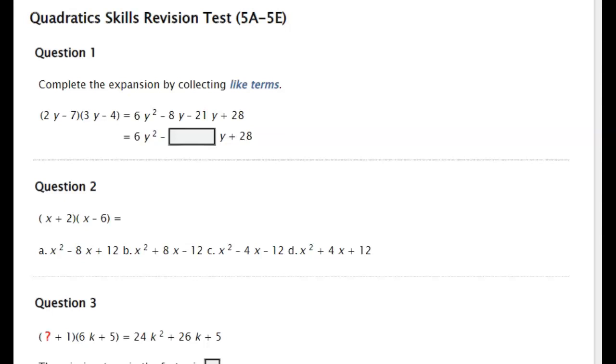So remember, like terms have the same pronumeral part. So for this question I'm just going to look at the pronumeral part, not the coefficient. So we've got a y squared, we've got a y, and we've got a constant. So effectively we've got three different types of terms. When we're collecting like terms, we're only collecting our y's. So we've got -8 minus 21, so our answer is -29. So all I need to do is write in -29 as the answer.